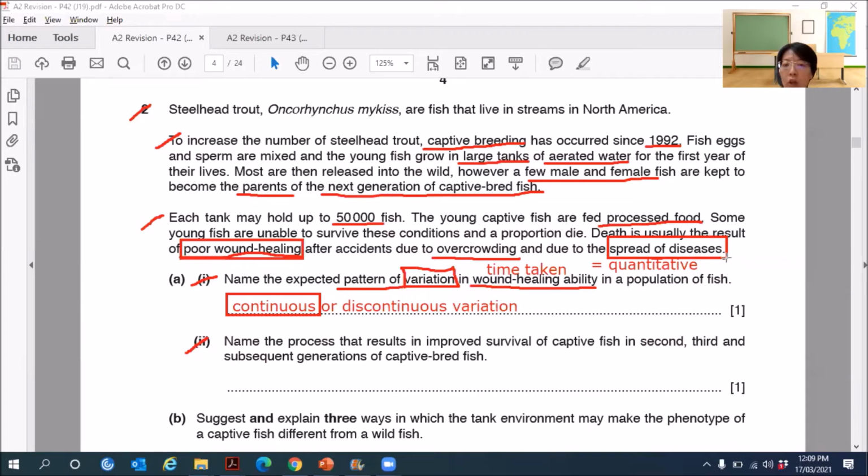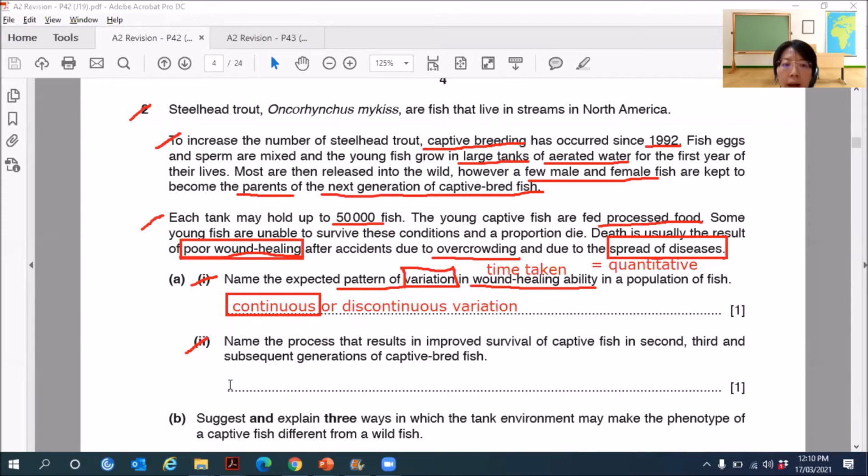As we grow the captive bred fish through different generations, there is an improvement in wound healing as well as resistance to diseases. So what is the name of this process? There is a shift in the gene pool, a shift in the phenotype of the whole population from poor wound healing and not resistant to better wound healing and resistant. Can you see this is a directional selection here? So what kind of process is this?